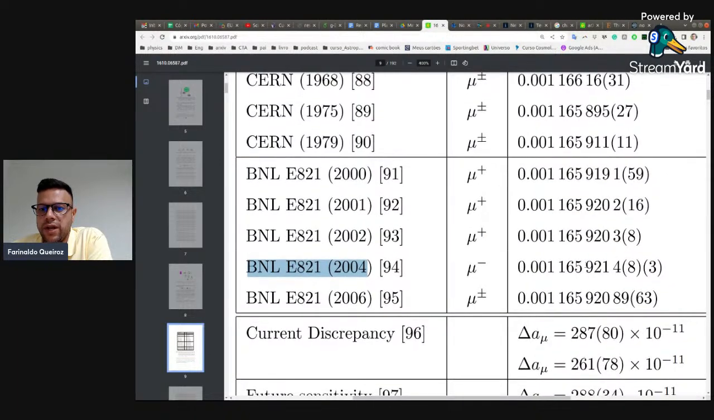So now you can see the value is 001, 165, 921. But as you change it in the last 2 digits, then you can go to 920, 89. So those are the digits that we are talking about in this meeting. So it's not these ones, but the last ones.